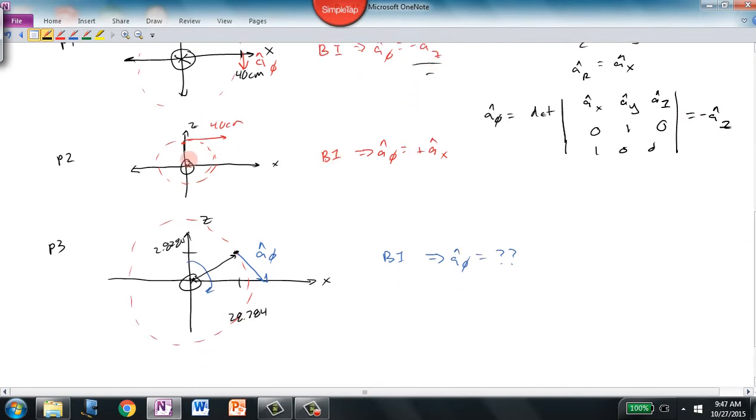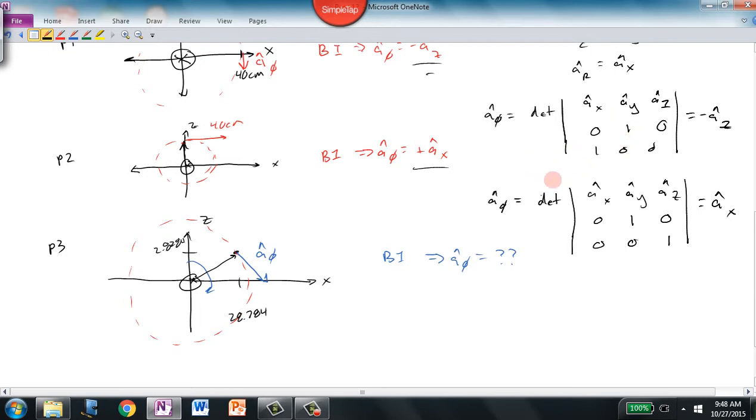Okay, so how would we apply it to point 2? Well, A hat phi is going to be the determinant of A hat x, A hat y, A hat z. The current element doesn't change. It's still flowing in the positive y direction, so that's 0 units in the x direction, 1 unit in the y direction, 0 units in the z direction. And what about our unit vector from the current line to the point in space that we're measuring? Well, in this case, the unit vector is pointing in this direction, so that's 0, 0, 1, because it's pointing in the z direction. And so if we do this determinant, we get A hat x, which is the same answer we got before.